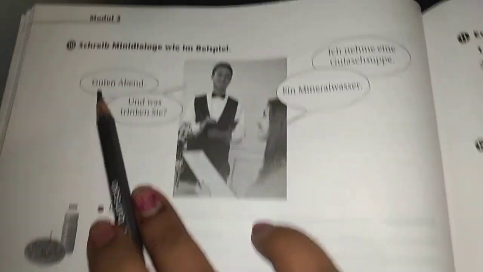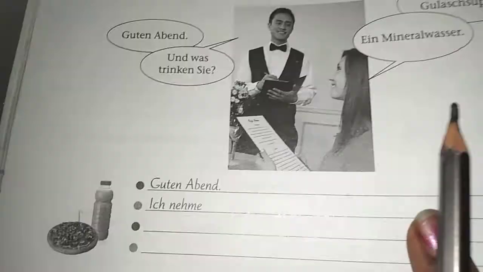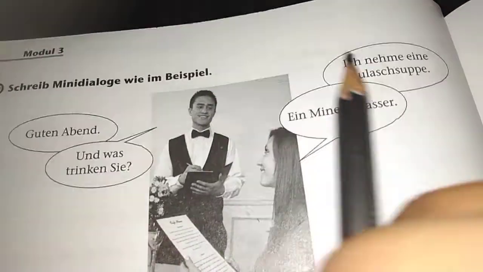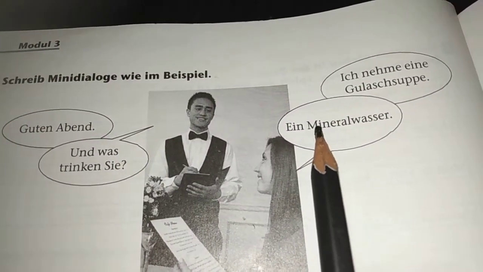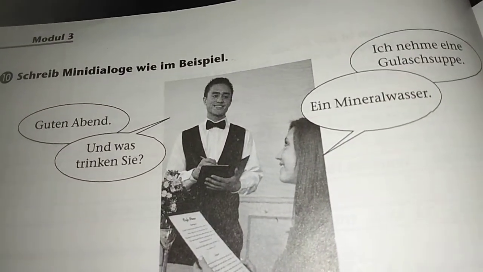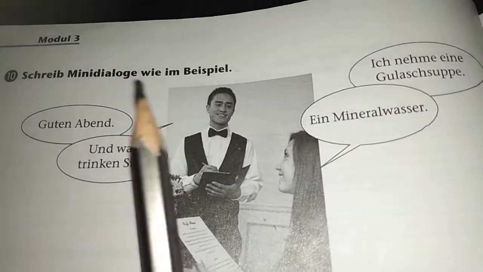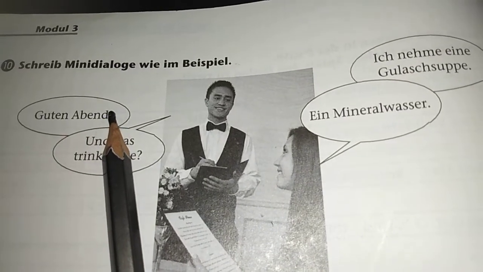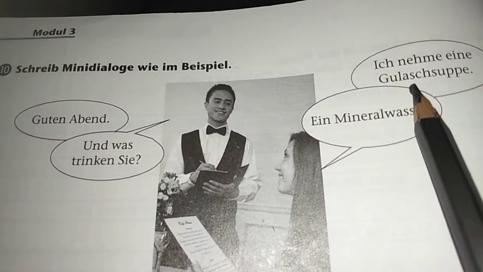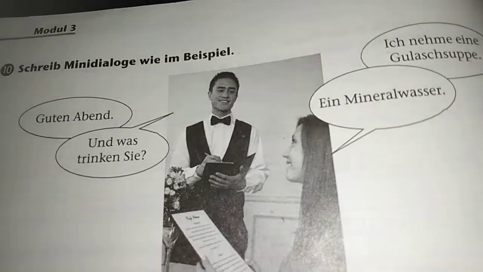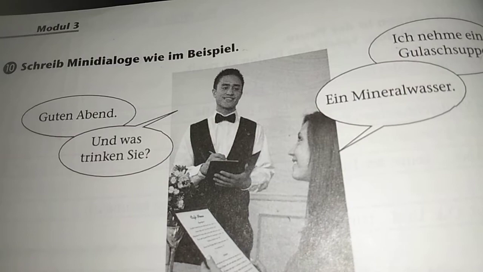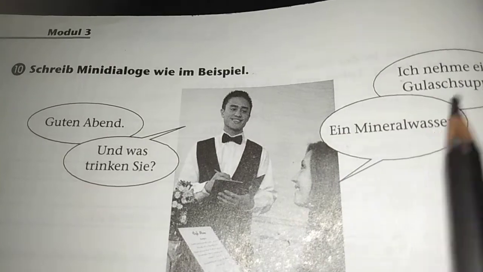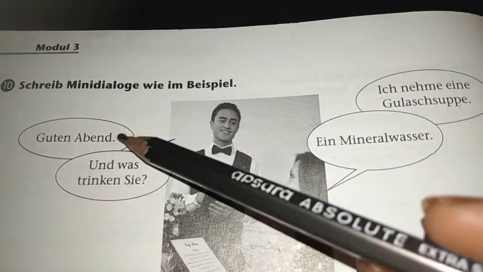Aufgabe 10. Page number 6. Schreib Mini-Dialoge wie im Beispiel. Write mini dialogues as given in the example. Okay. So let's read the first example, then we can form the dialogues. First, it is a sentence by the waiter, guten Abend. Then the customer says, Ich nehme eine Gulaschsuppe. I will take a meat soup. Und was trinken Sie? Ein Mineralwasser. Now remember, this waiter's dialogue will be the same.